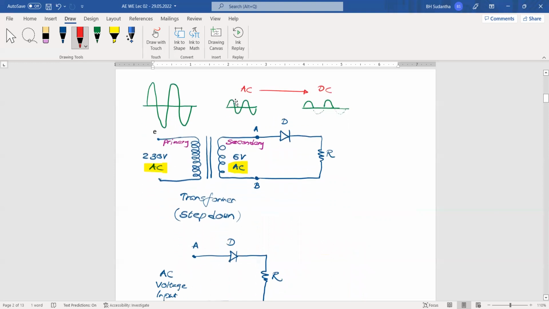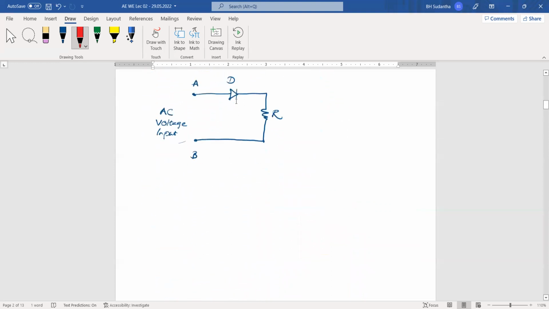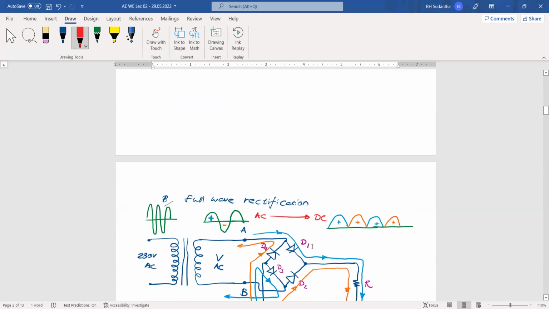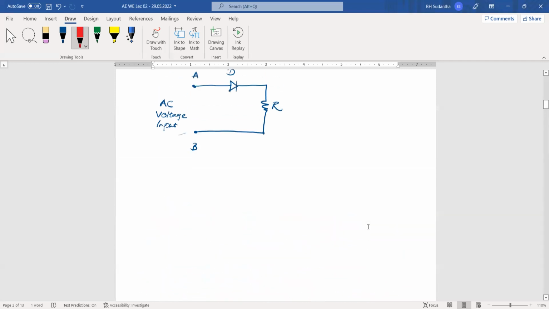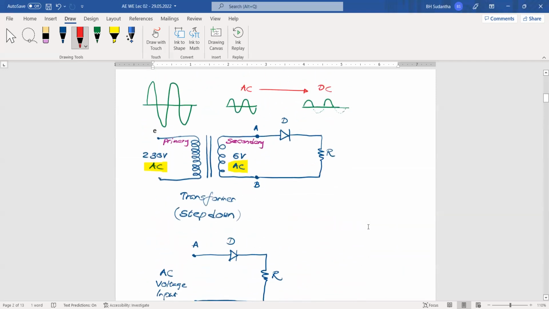Okay, but anyway, in both cases you can see the voltage is not a fixed voltage, it's varying from 0 to maximum positive voltage, and those voltages are not good for electronic circuits. Then we have to have a different arrangement to smooth this voltage.